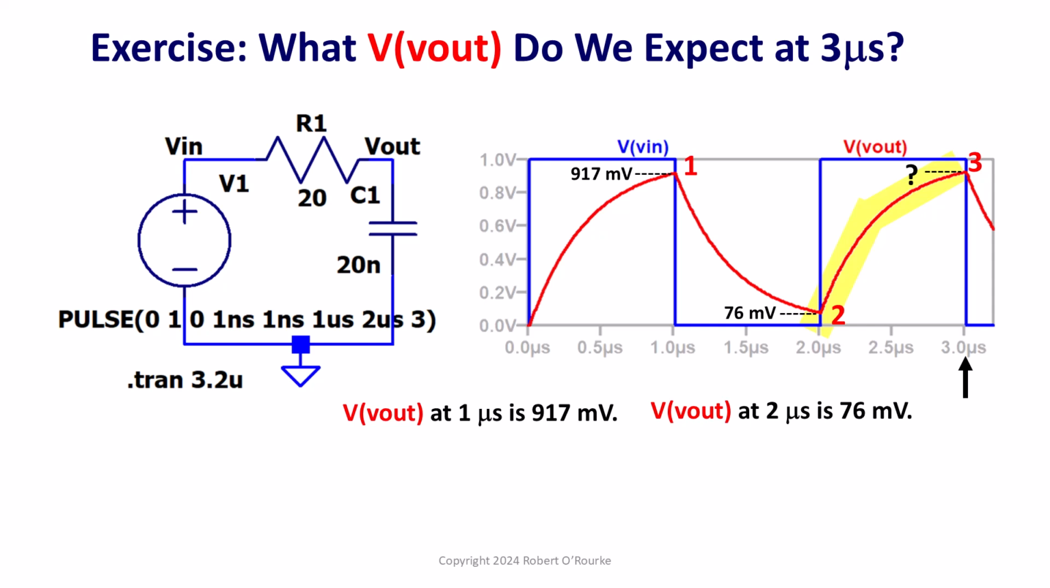For the third and final part of the exercise, what value of the capacitor voltage Vout do we expect to see at 3 microseconds, and why? At 2 microseconds, the value of Vout is 76 millivolts, when the Vin 1 volt step gets applied across the series connection of the resistor and the capacitor.